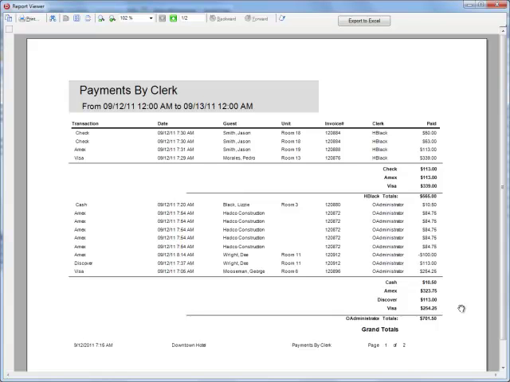Keep in mind that this report simply records the payments and refunds taken, but does not take into account how much cash was already in the drawer at the beginning of the shift. So you'll need to keep track of this separately.